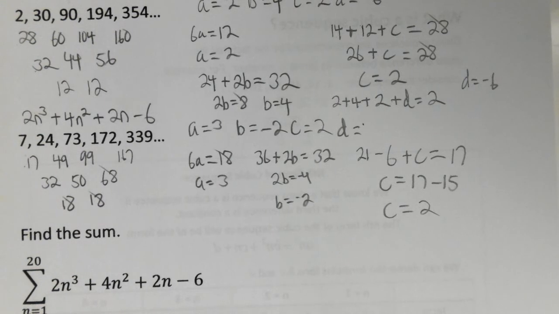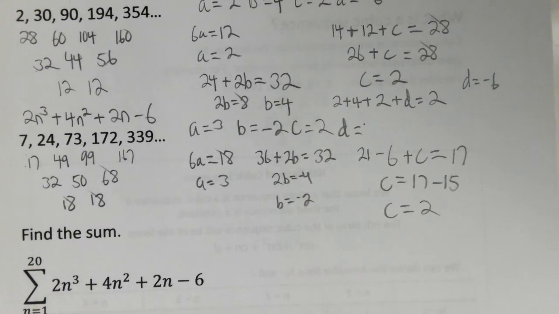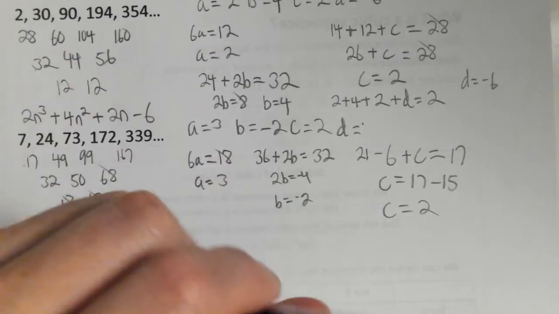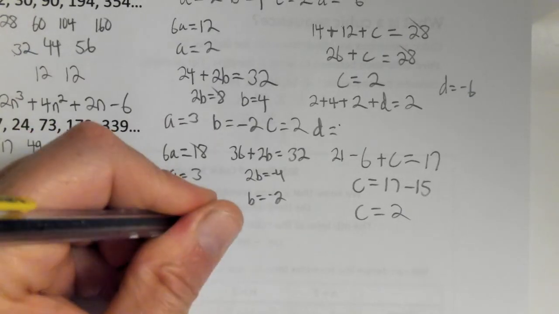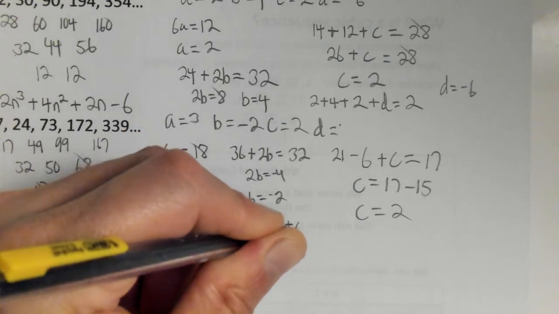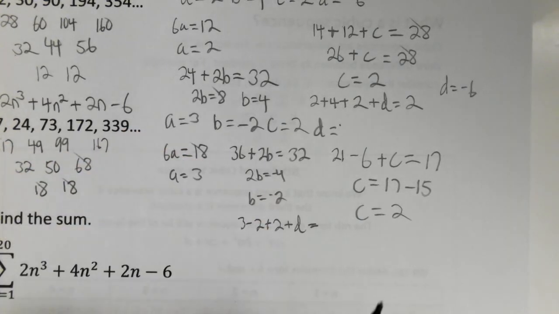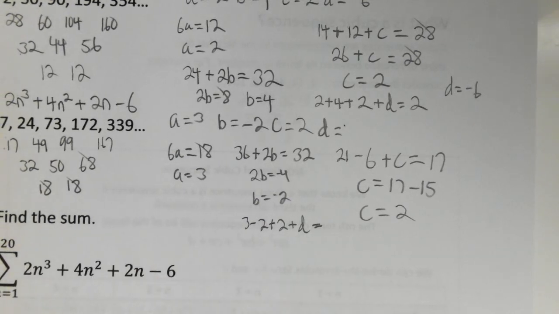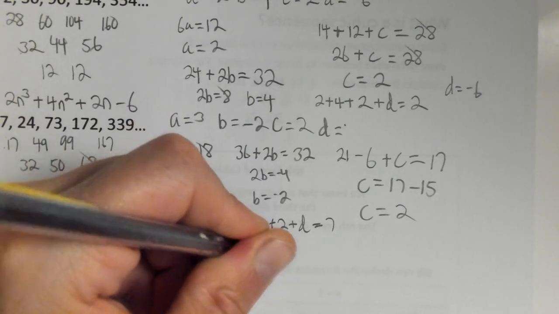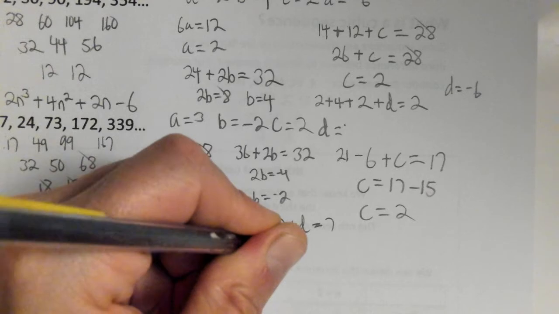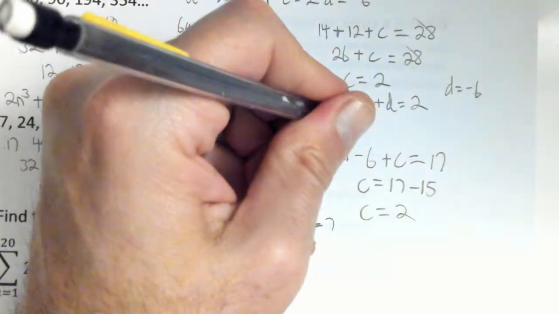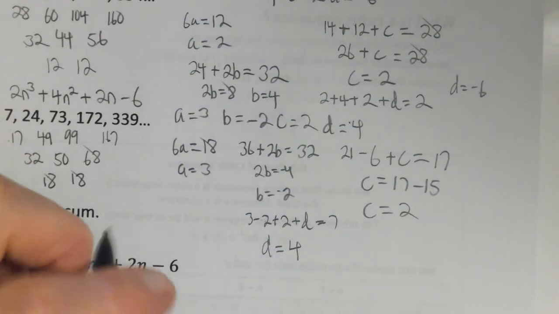And the only thing that I have left is to find the d. And so now for d, I can add all of those together. So I can go 3 minus 2 plus d equals the very first term, which is 7 in this case, and then that would make my d equal to 4, because 7 minus 3 is 4. Okay, so we got that, which means we have everything we need now to write the correct answer.